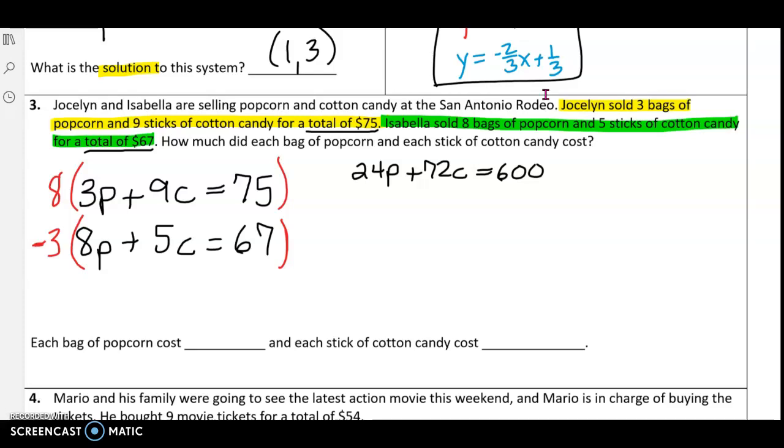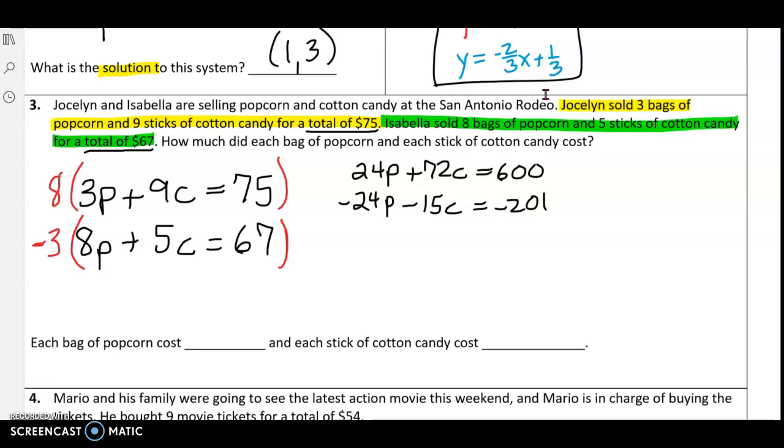Negative 3 times 8p is negative 24p. See, look there, guys. They're the same but opposite signs. So now my 24p's will eliminate in a moment. Negative 3 times 5c is negative 15c. And negative 3 times 67 is negative 201.